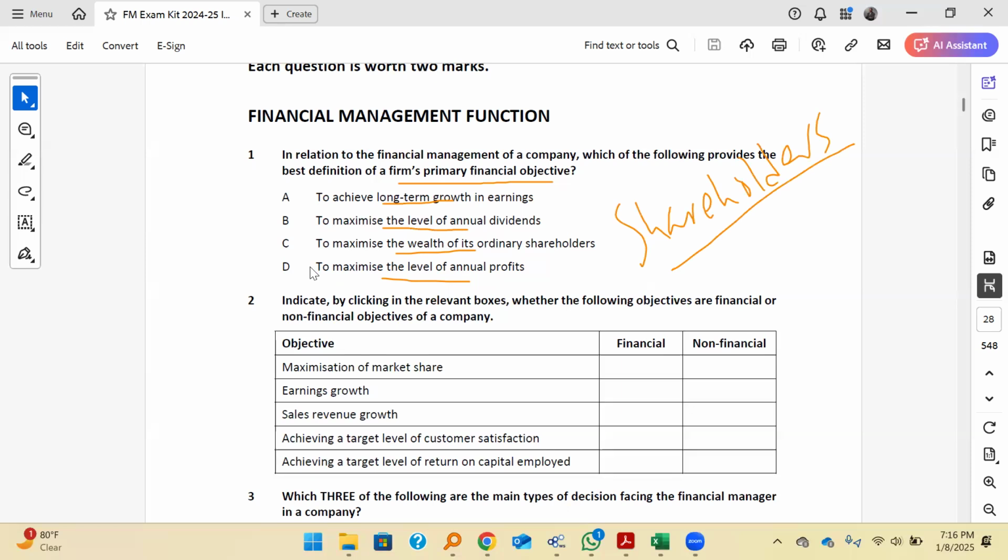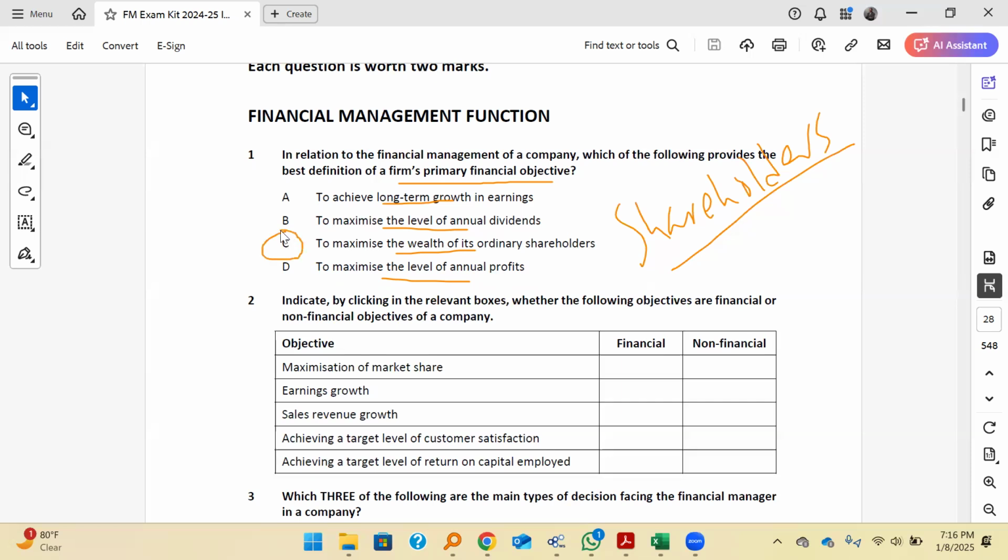In this paper, we mostly don't look at non-profit organizations because those usually have different objectives, which are sometimes different from the financial ones. Some of them look at service provision and all that. But when it comes to financial organizations, the reason you are hired as a financial manager is to maximize shareholder wealth. So the answer will be C in this case.